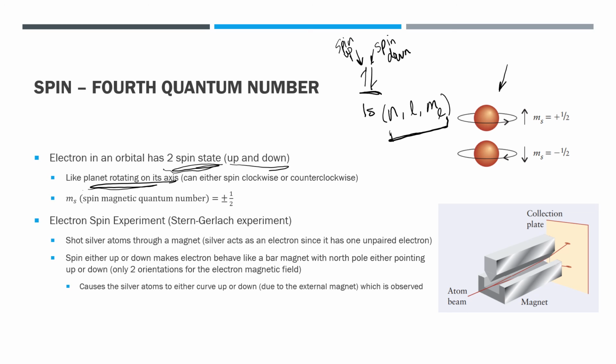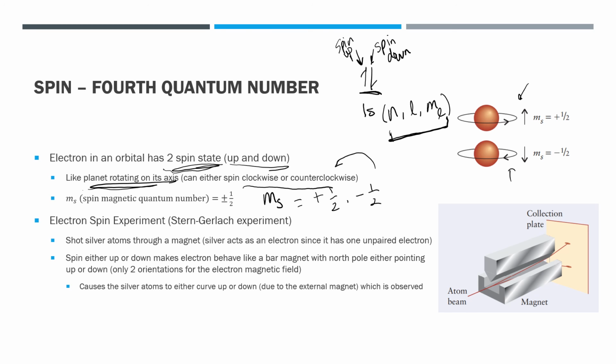These 2 spin states are given by m sub s, and m sub s can either equal plus half or minus half. These 2 values for the m sub s quantum number refer to whether it's spinning clockwise or counterclockwise. We can see that in this image. When we have spin up, it's rotating clockwise, and when we have spin down, it's rotating counterclockwise. So this quantum number tells us which way the electron is, quote unquote, rotating, which way it's spinning.